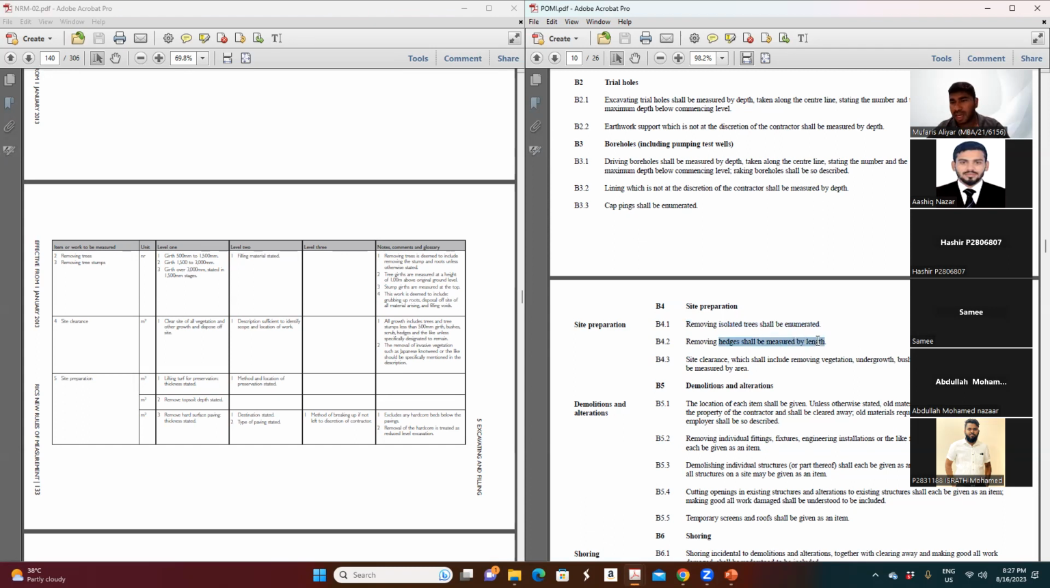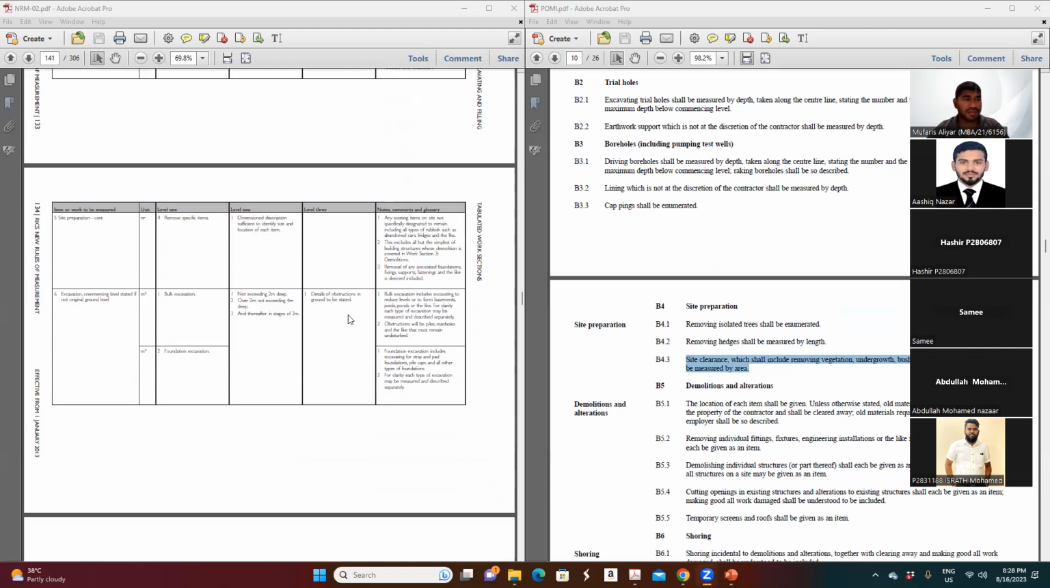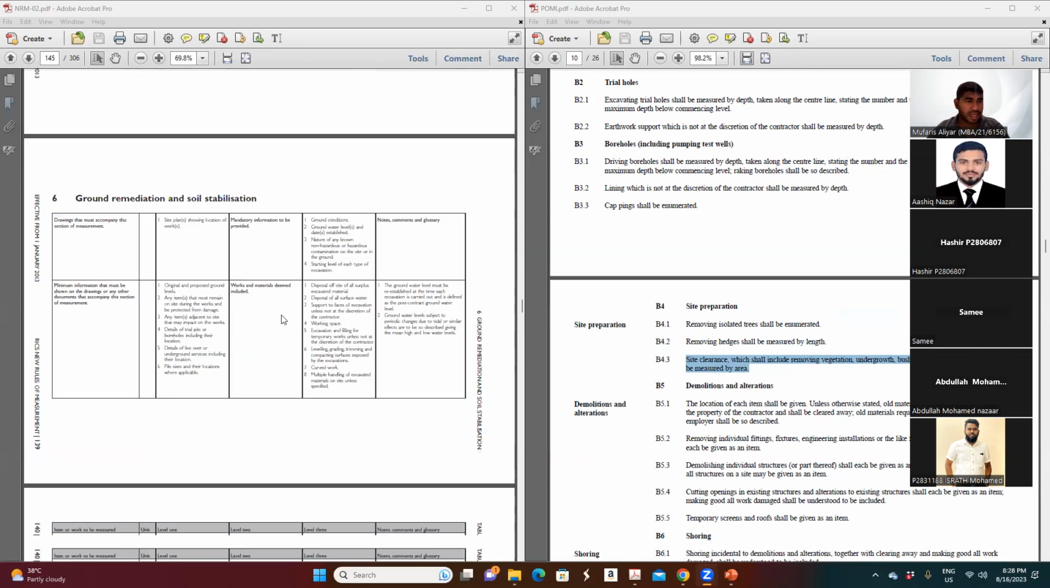Removing hedges shall be measured by length. Hedges are something the landscape companies know well. And site clearing shall be included, removing vegetation and underground items. Now you see the removal of trees under the For Me measurement and under NRM. Look at how much information they have given here. This is how NRM is the key document for a QS. It covers everything.